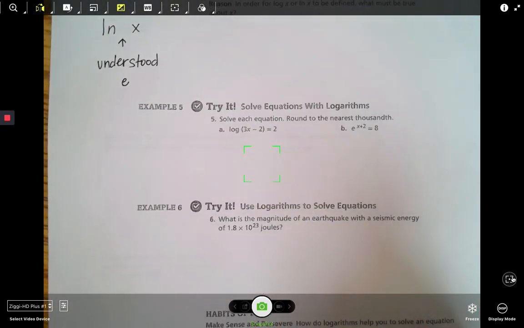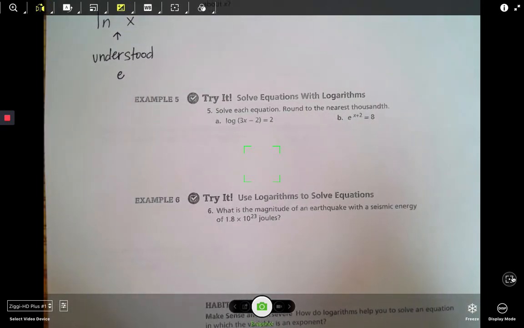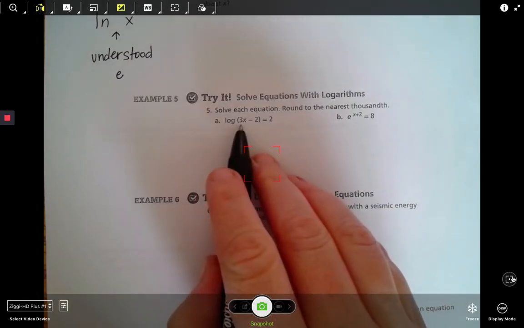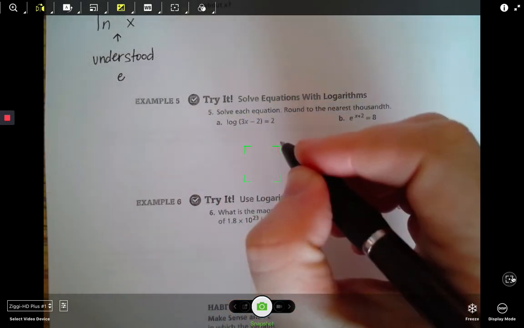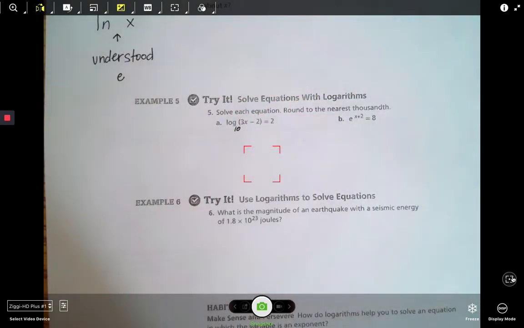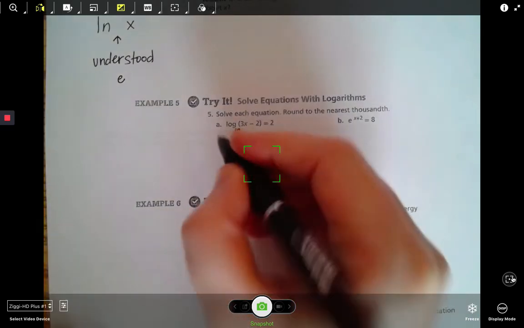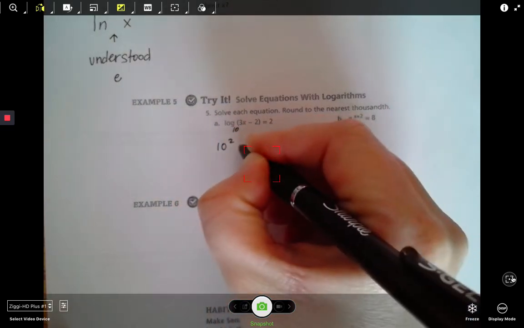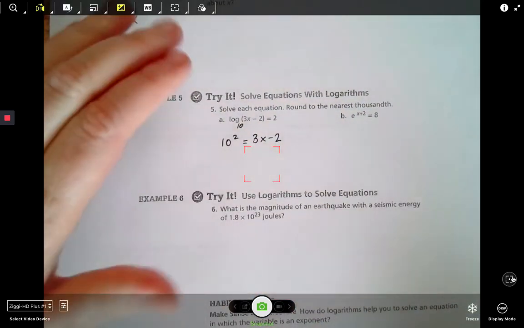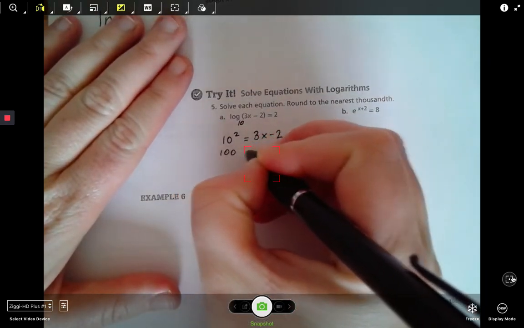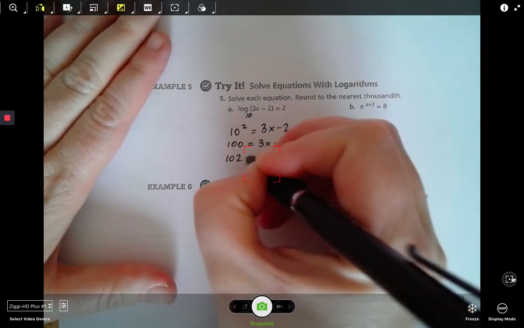All right, example 5. Solve each equation, rounding to the nearest thousandth. So right here, I've got log of 3x minus 2 is equal to 2. What did I say was an understood base for log? 10, right? So I'm going to rewrite this in exponential form. If I rewrite it in exponential form, this becomes 10 squared is equal to 3x minus 2. Well, 10 squared is 100, right? 10 times 10 is equal to 3x minus 2. So 102 is equal to 3x.